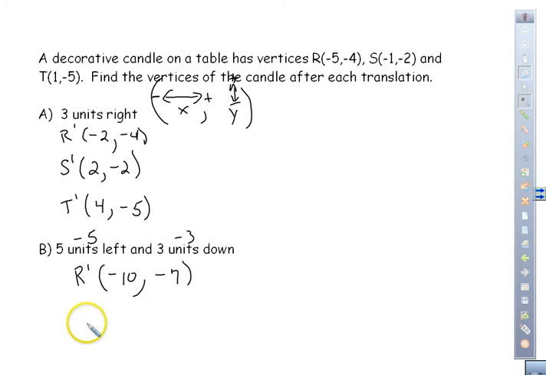There's my new translation. S prime, adding a -5 and a -1 is going to be -6, and a -3 and a -2 is going to give me -5. And my T prime is going to be adding a -5 and a 1, or actually starting at a 1 and going to the left 5, will give me a -4. And then a -5 and a -3 is going to then give me a -8. So there's your new translation for those.